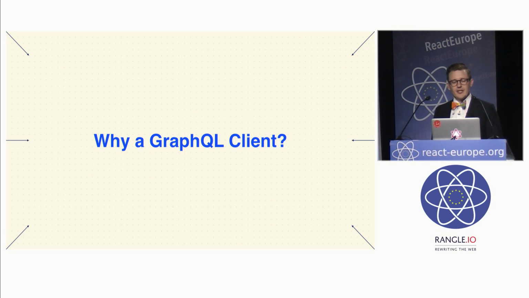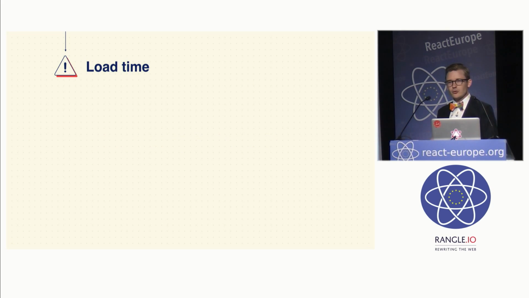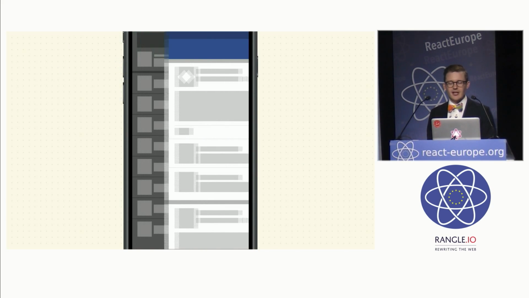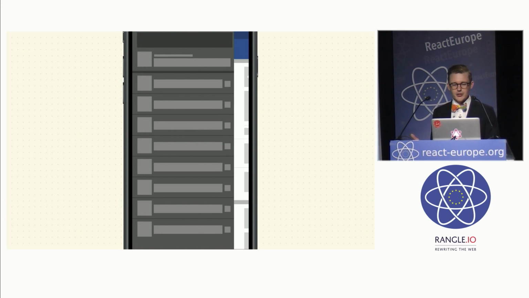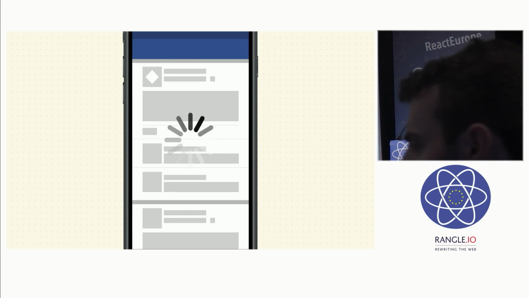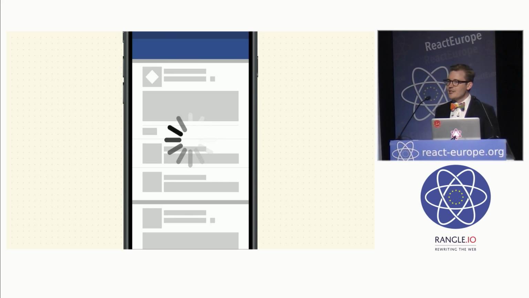So I want to talk about some of the aspects of the user experience that a GraphQL client can help improve. First is load time and perceived performance, especially when we're navigating around an app. So if I've already loaded something and I navigate away to look at a notification or a message and then come back, it doesn't make sense that I'd have to wait for another request to the server. I need to be able to use a local cache of that data so I can render instantly.